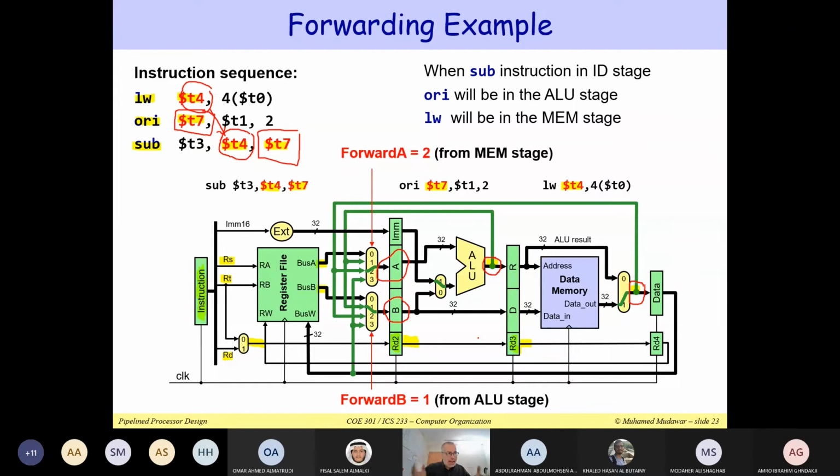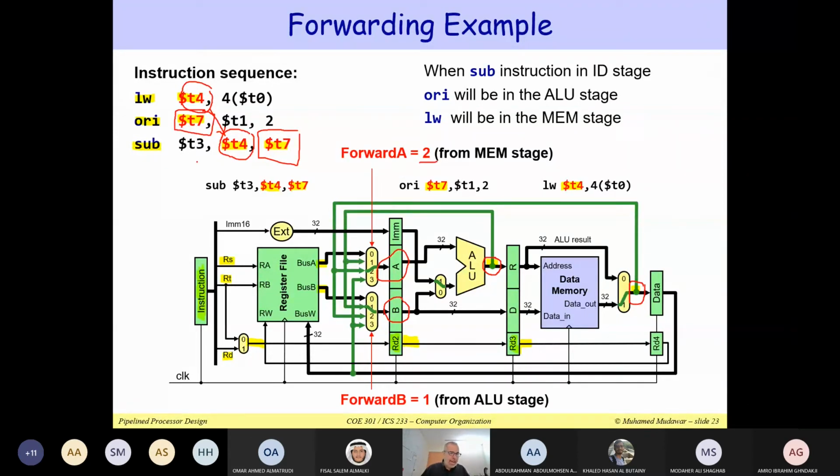You can have any RS, any RT, any RD2, RD3, RD4. It will work. So for this specific example, forward A must be 2 because it depends on the second previous. The load instruction is in the memory stage, so we have to forward from the memory stage back to A. This is why we select forward A to be equal to 2.